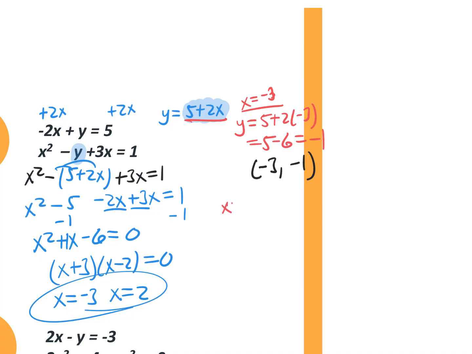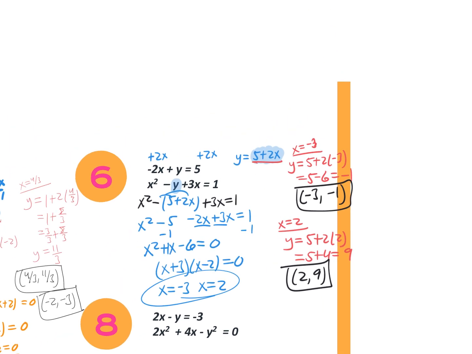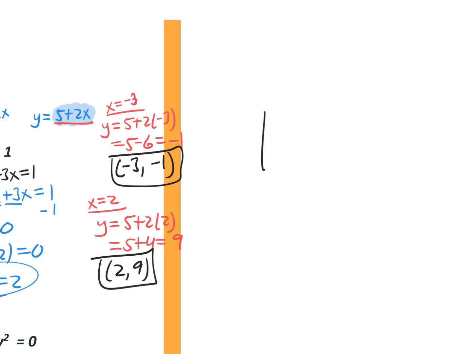And then for x equals 2, it's going to be y equals 5 plus 2 times 2, which is 5 plus 4, which is 9. So then my second ordered pair is going to be 2, comma, 9. So again, visually on a graph, it might look something like, I don't know, if I have a point at negative 3, negative 1, and a point at 2, 9. You might have a parabola, something like that, with a line going through those 2 points. So that's visually what it looks like.